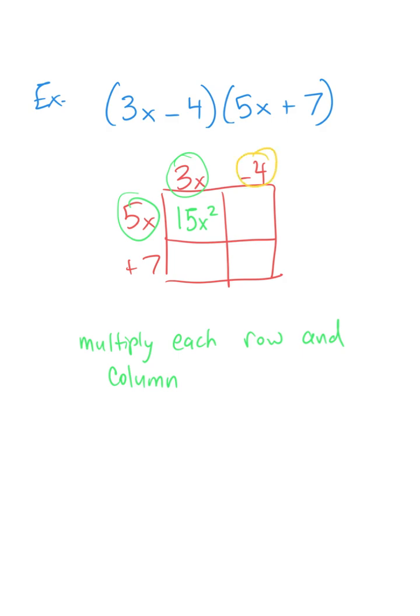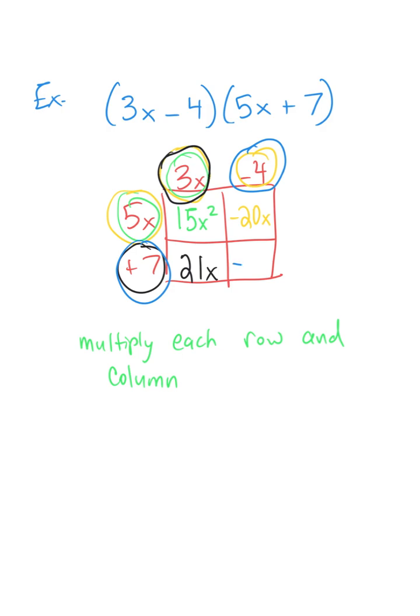I am now taking this negative 4 times this 5x to be negative 20x. I am taking this 3x times 7 to give me a 21x. I am now doing the negative 4 times 7 to give me a negative 28. So my final answer is simply 15x squared, I'm going to combine my x terms to be a plus x, minus 28. And that is my answer.